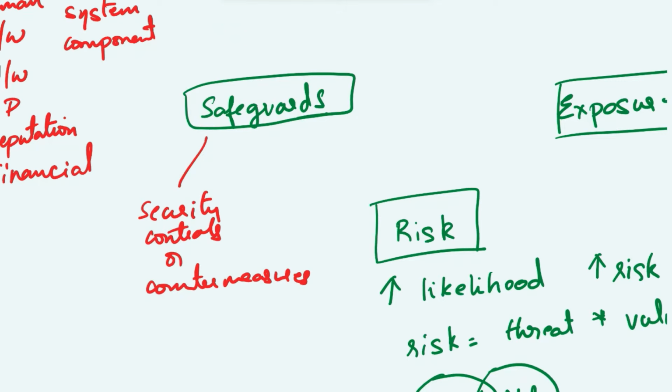The effectiveness of safeguards lies in their ability to strengthen an organization's security posture and minimize the impact of potential threats. By employing appropriate safeguards, organizations can proactively defend against risks and maintain a robust and secure environment.